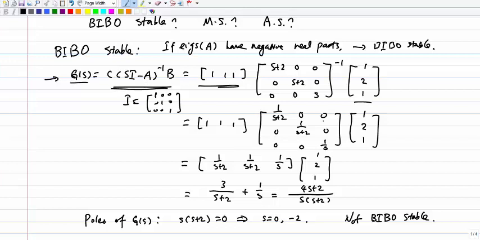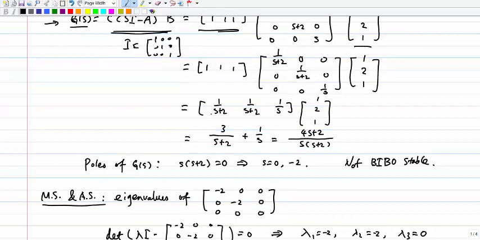Now when you compute the inverse, because this is a diagonal matrix, the matrix inverse is just the inverse of each entry. Then you get also a diagonal matrix. By doing the computation, we can write this as this. This is the product of the first two. Then you take the product of this with the matrix B. So you can get the transfer function. If you put them together, the transfer function is given by (4s plus 2) over s, plus (4s plus 2) over s times (s plus 2).